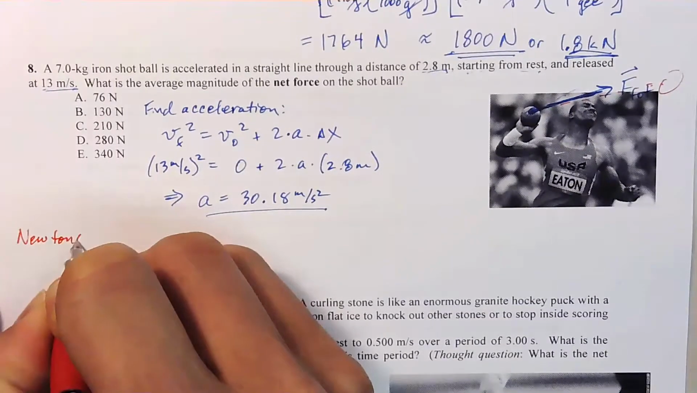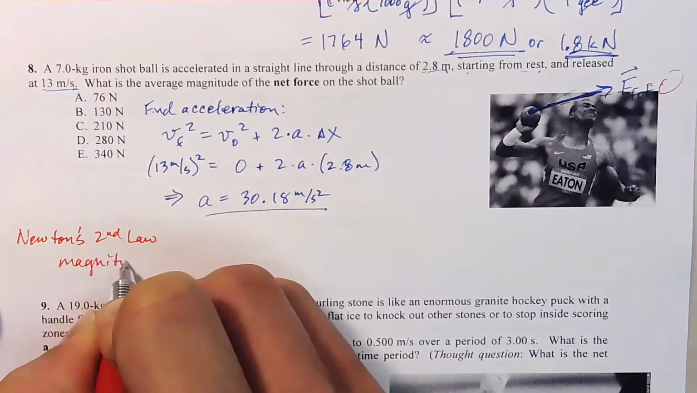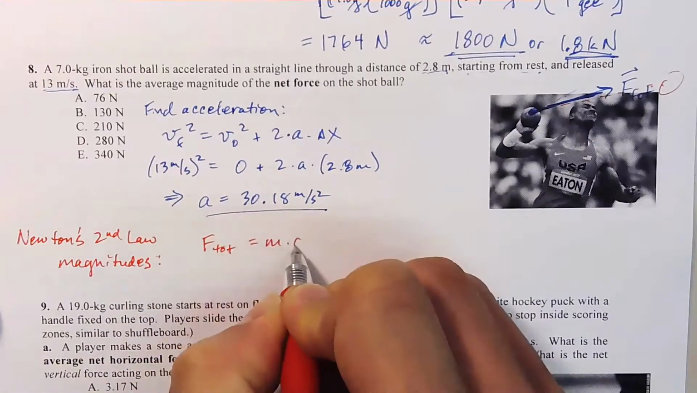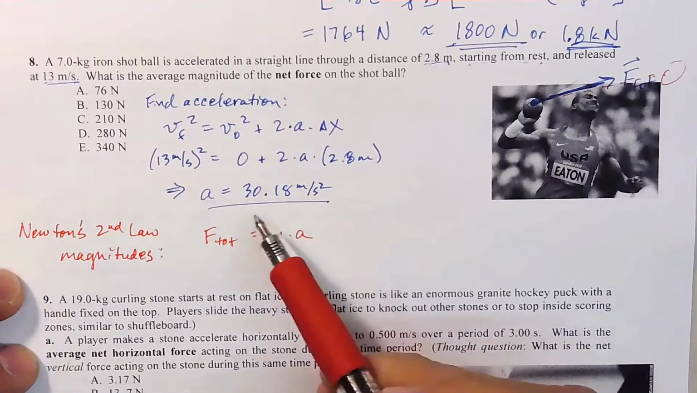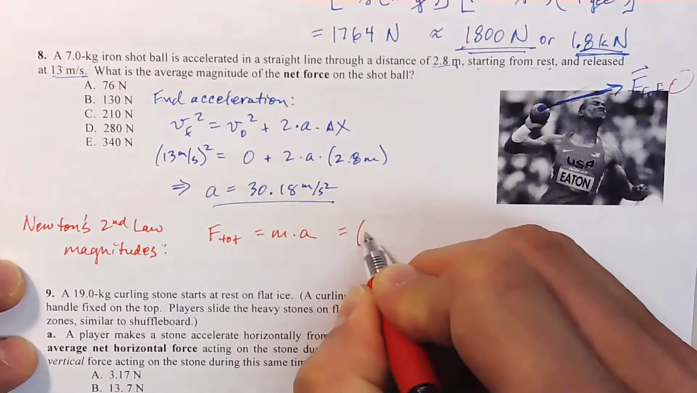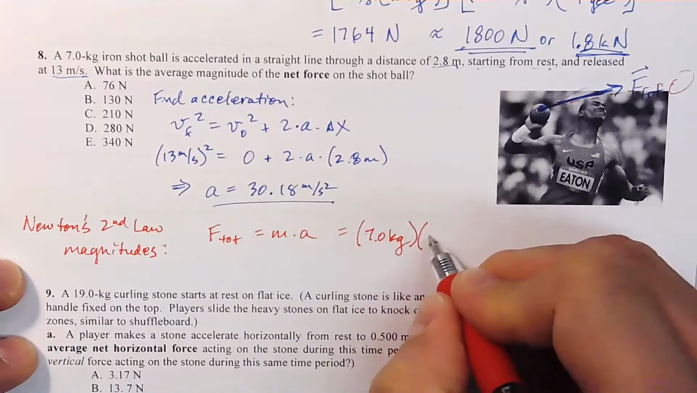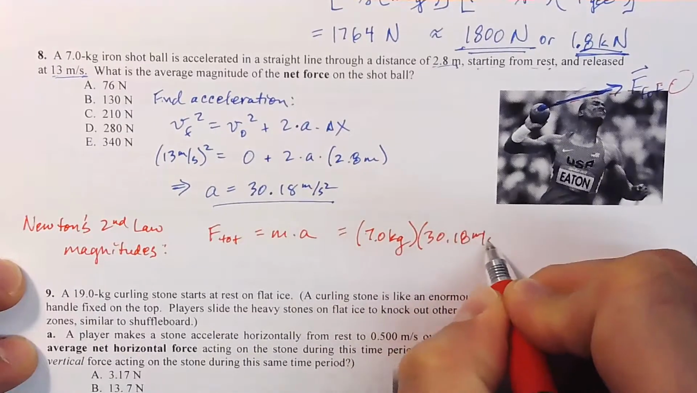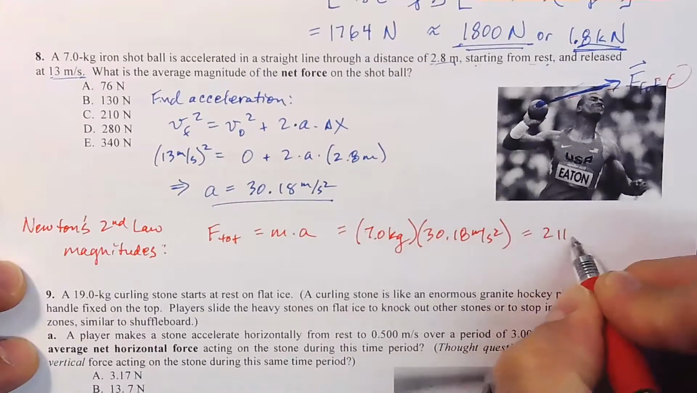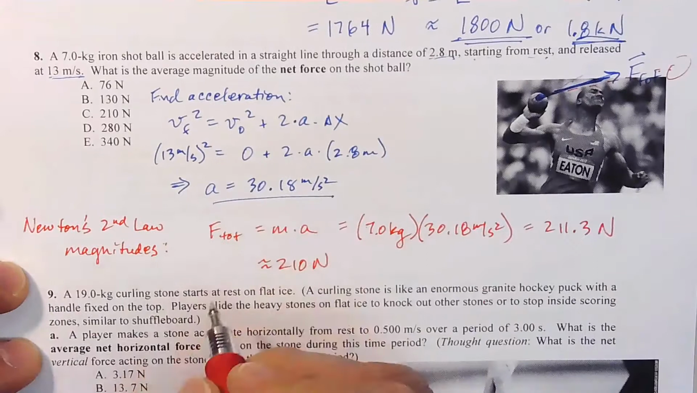Okay, and I'll just use the magnitudes, right? Instead of writing it as a full vector equation, I'll say F total is equal to mass of the shot ball times that average or constant acceleration. Okay, that's equal to 7 kilograms times 30.18 meters per second squared. And I ask my calculator what that is, and I get something that's around 211.3 newtons. Rounding to 2 sig figs, that's about 210 newtons.